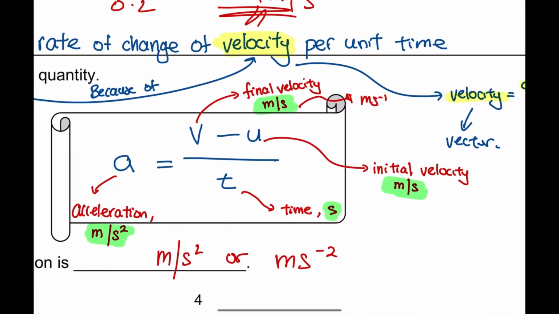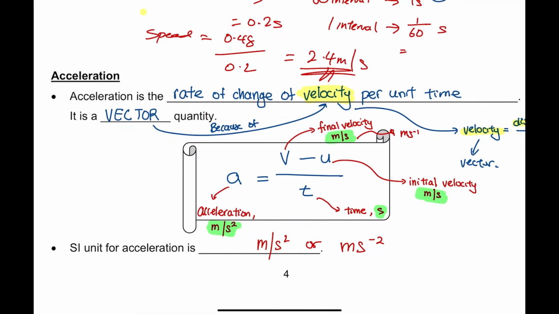Let me explain what A, V, U, and T are. A is your acceleration, the unit is meter per second squared. V is your final velocity, the unit is meter per second, because the unit for speed and velocity is meter per second. Your initial velocity is represented by the letter U, same unit, meter per second. Time, I don't need to explain much, the unit is second. So the SI unit for acceleration is meter per second squared, because meter per second at the numerator divided by second gives me meter per second squared.